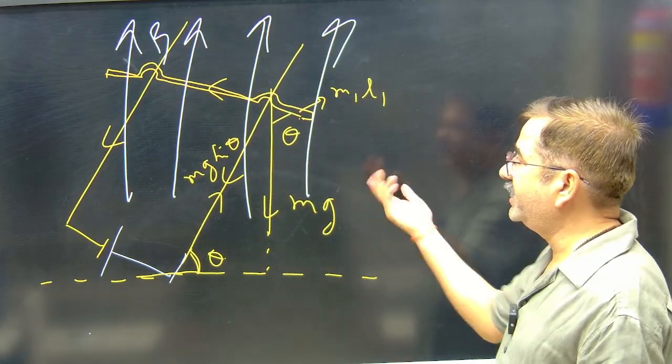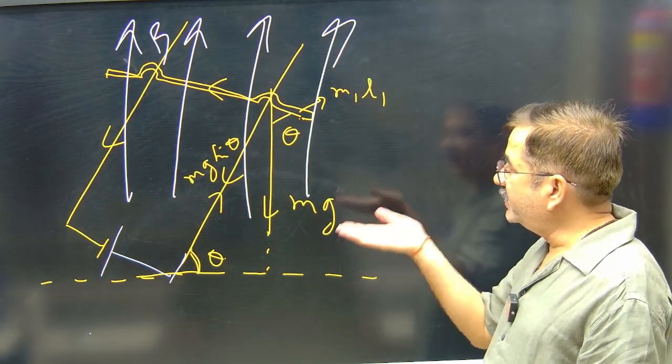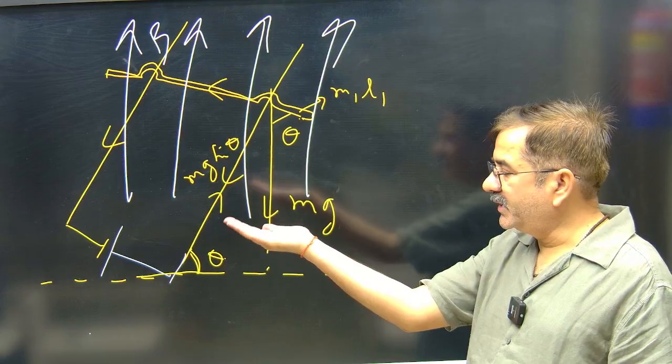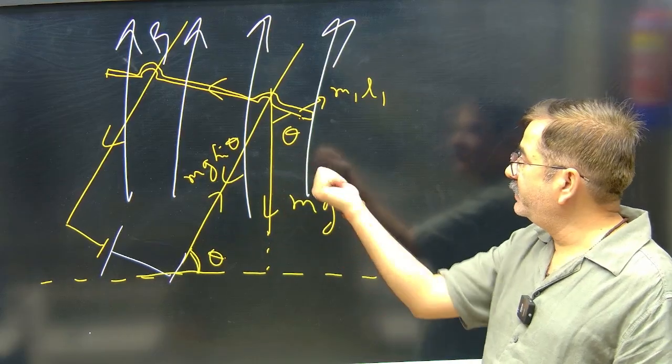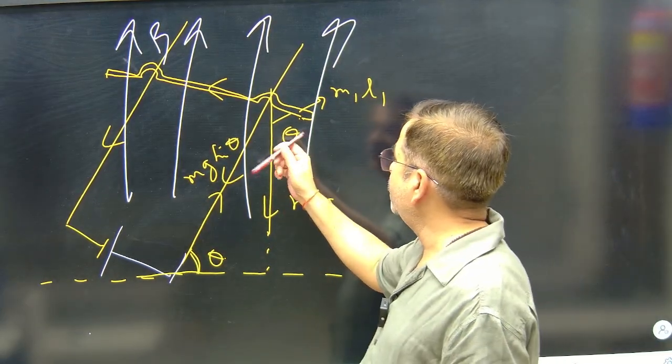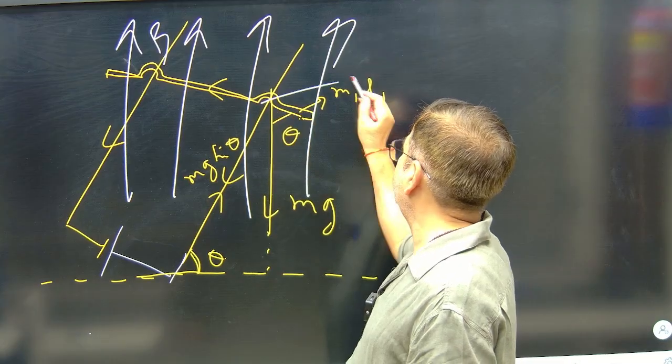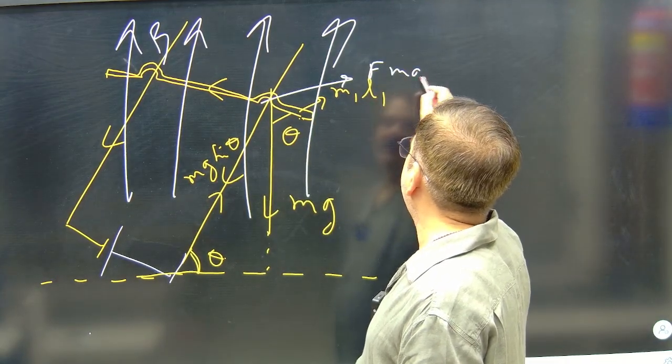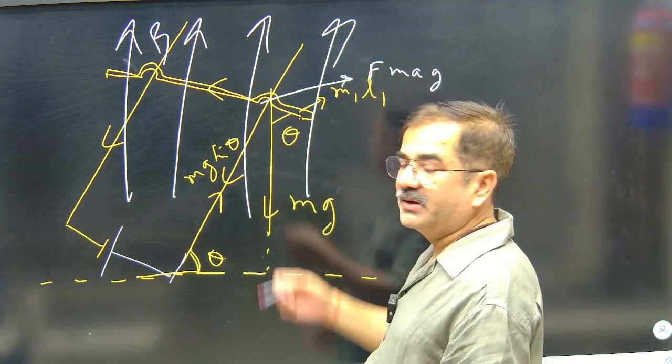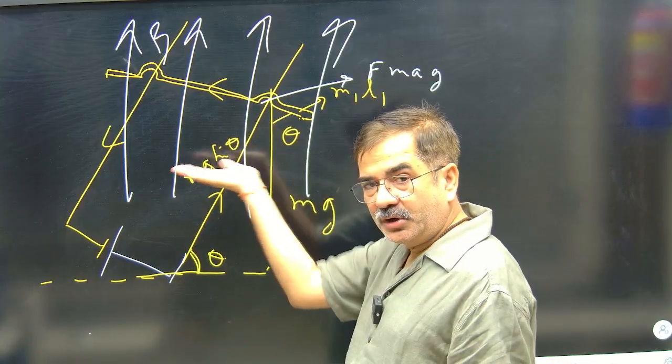This B will create some magnetic force also. And see, current flowing is like this, magnetic field is going up. The magnetic force will be inside. The magnetic force on the rod, that will be inside. F magnetic is horizontal. See, this rod is also horizontal.